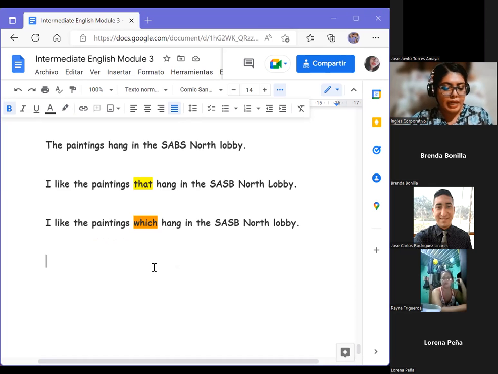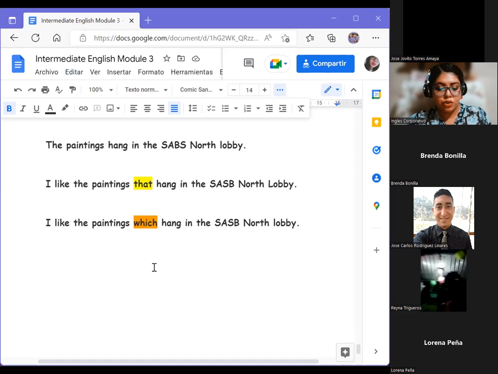So it says, when the noun is the object of the preposition, both the noun and the preposition move together to the front of the relative clause. In less formal English, it's common to move only the pronoun to the front of the clause.